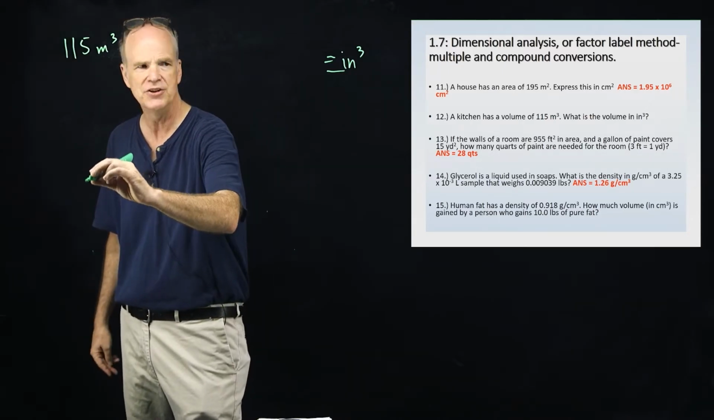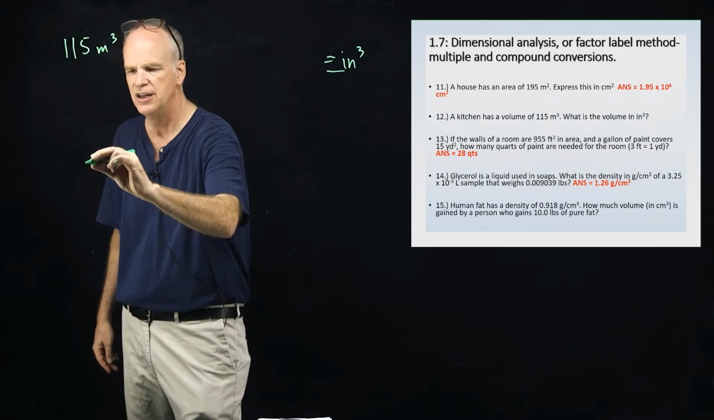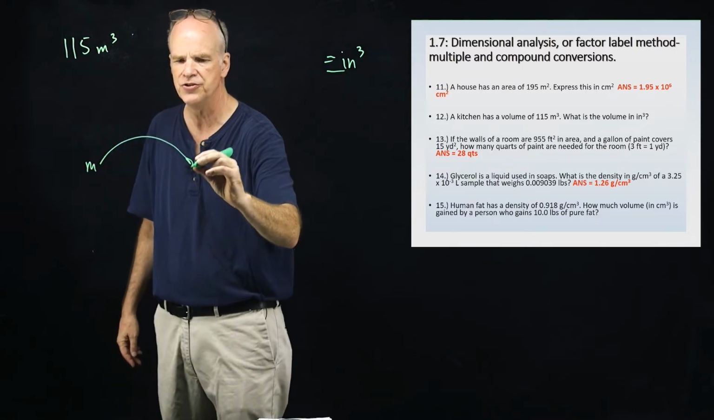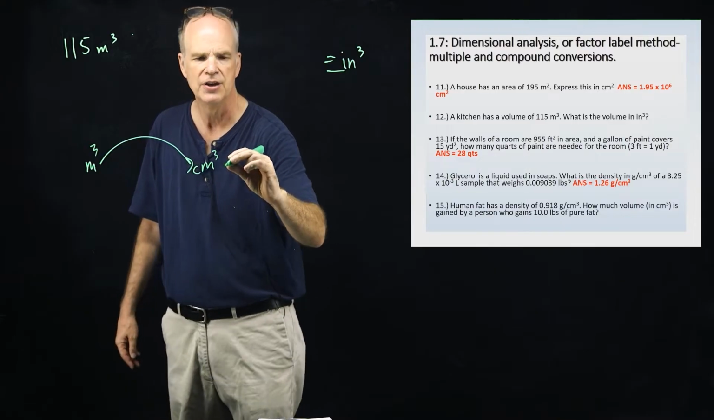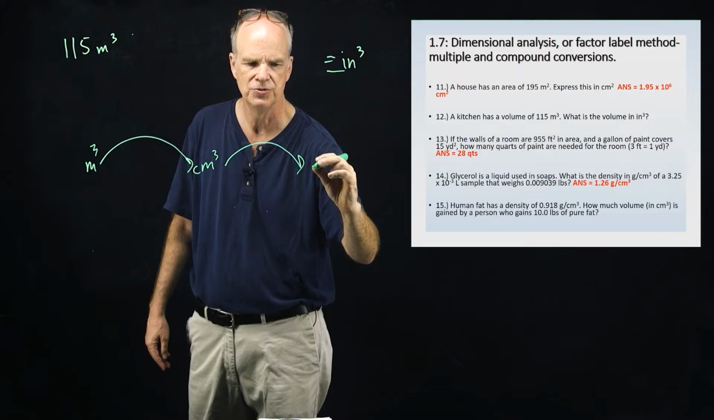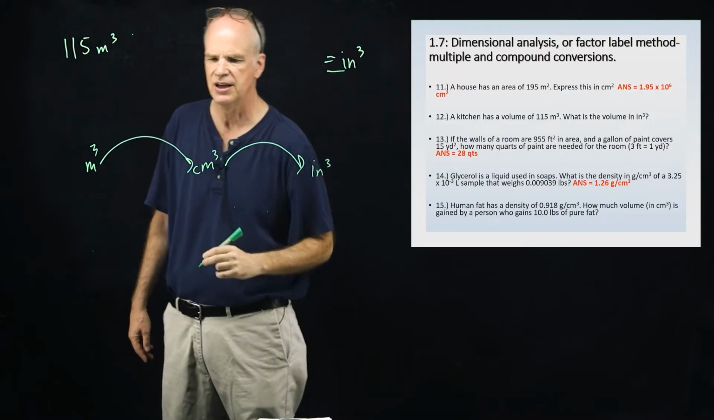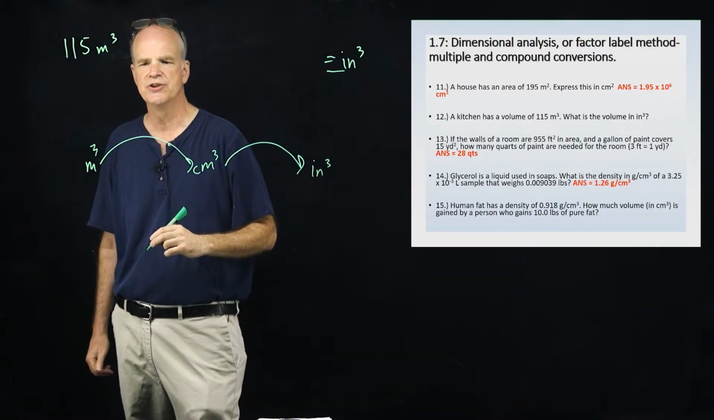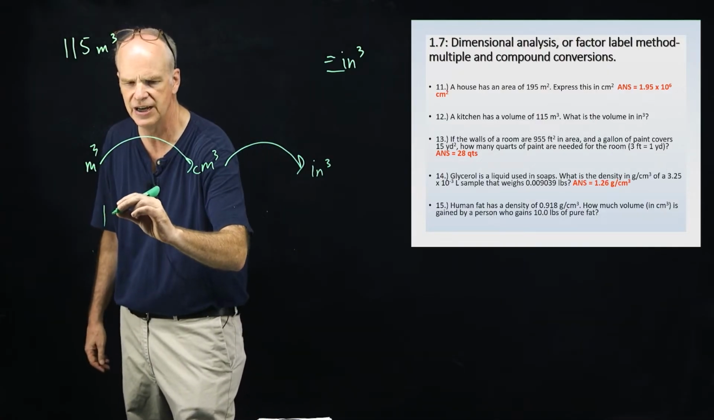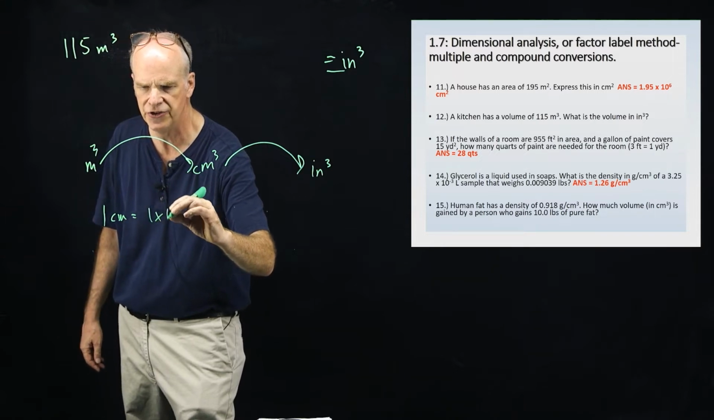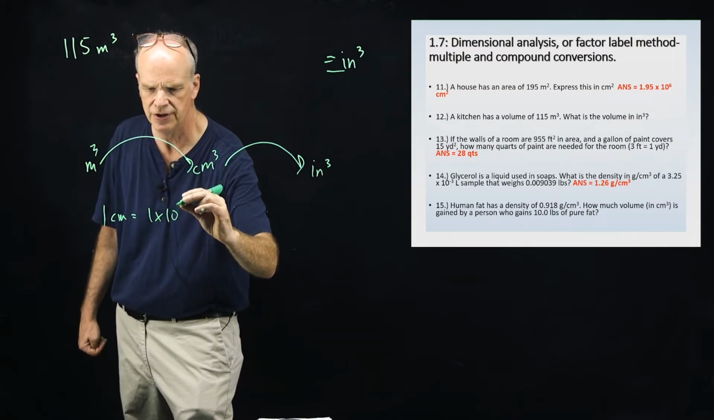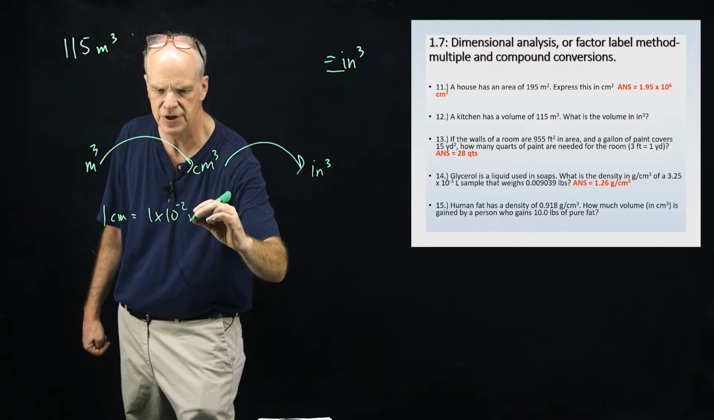So it looks like the basic approach here is we're going to convert meters cubed to centimeters cubed, and then centimeters cubed to inches cubed. Okay, so how do we convert meters cubed to centimeters cubed? Well, you will recall that 1 centimeter is equal to 1 times 10 to the negative 2 meters.